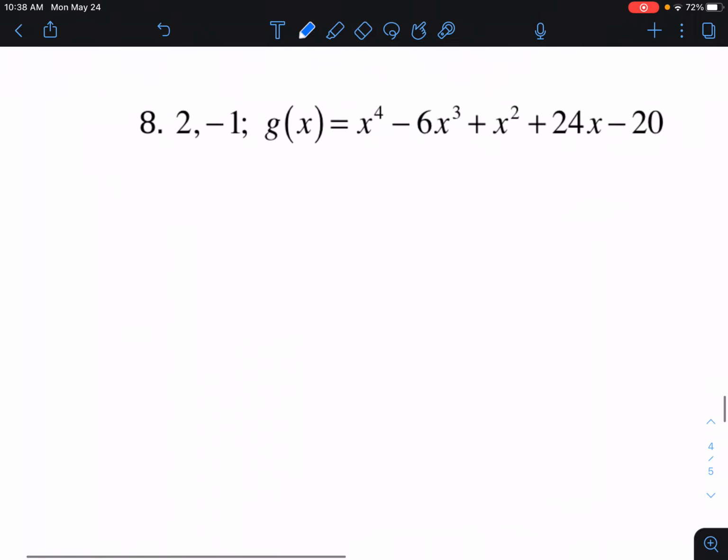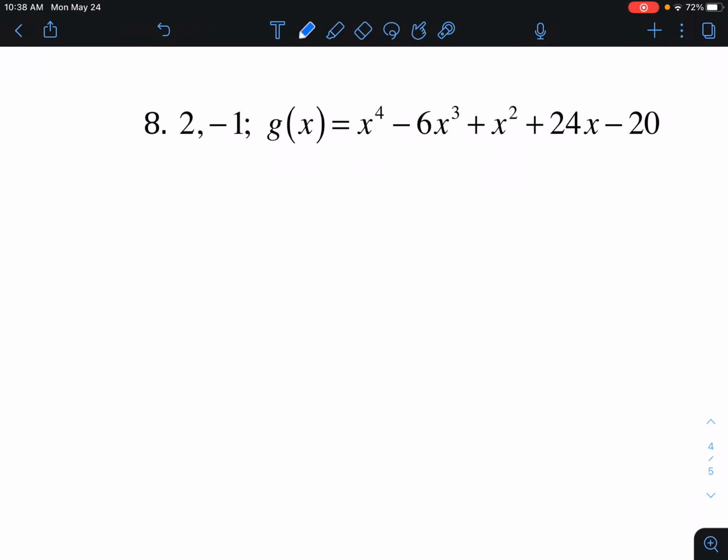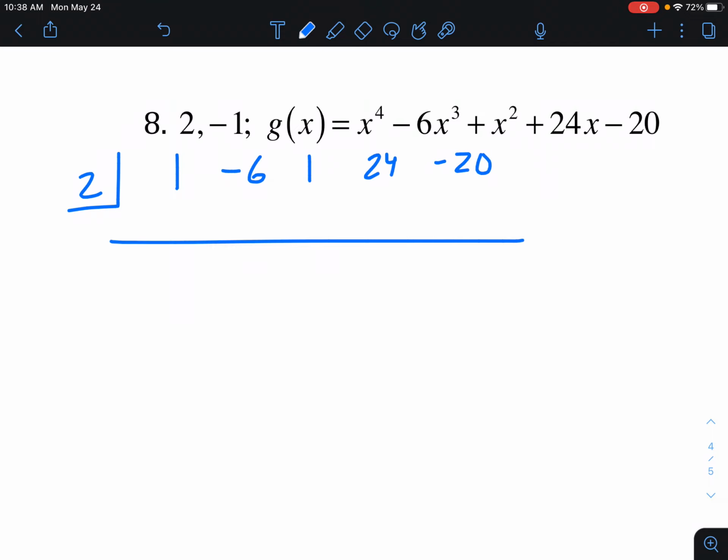And let's get some more practice here. Number 8, we have a new polynomial. We're going to test 2 and then test negative 1. So again, don't do the opposite. There's no x in front of that 2, so keep that sign as is. Drop down, multiply, add, multiply, add, multiply, add, multiply, add.